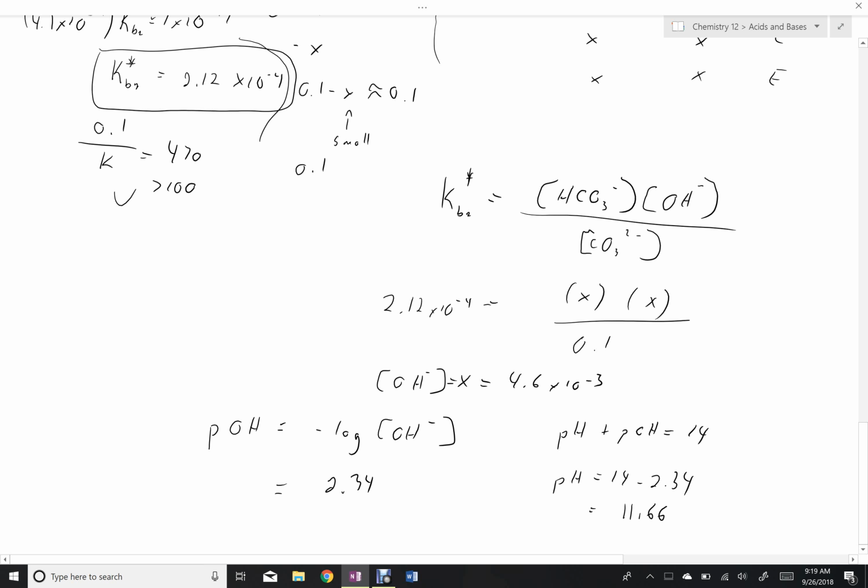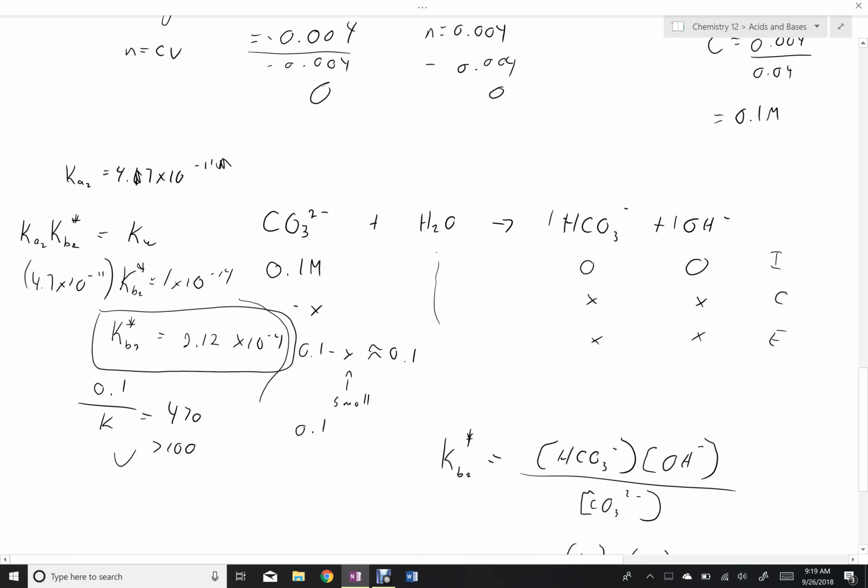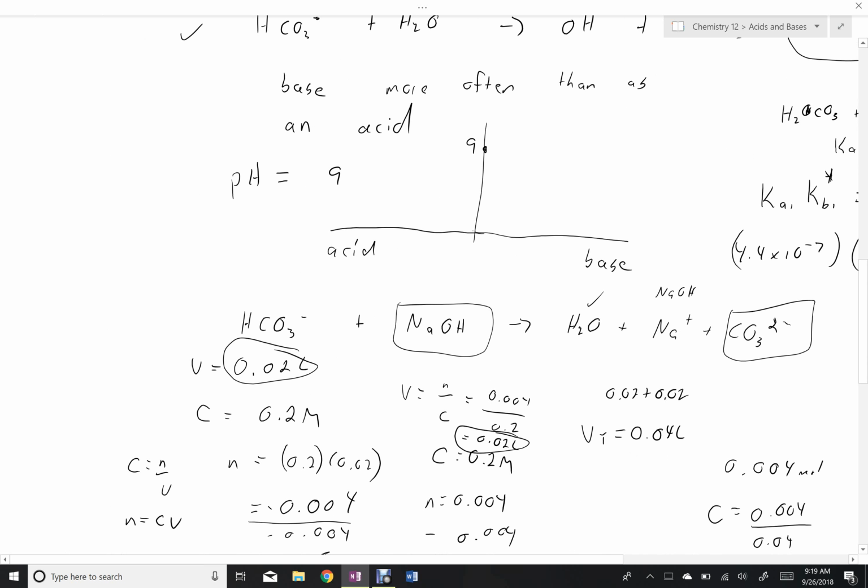So, half of the problem done here for our titration. If we started at 9 and we start adding base, it's going to creep up until it hits an equivalence point, and then it's going to curl over, and that equivalence point is going to occur at a pH of 11.66.